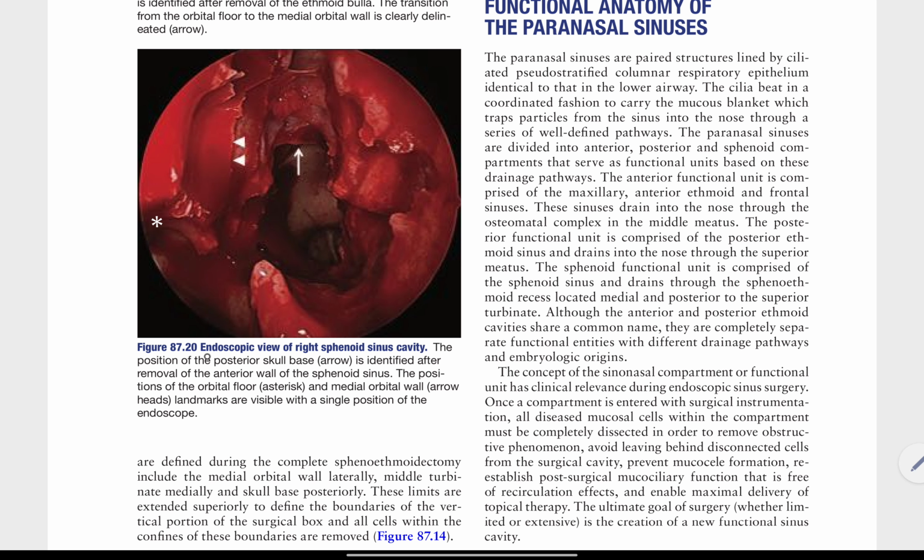Figure 87.20. Endoscopic view of right sphenoid sinus cavity. The position of the posterior skull base (arrow) is identified after removal of the anterior wall of the sphenoid sinus. The positions of the orbital floor (asterisk) and medial orbital wall (arrowheads) landmarks are visible with a single position of the endoscope.